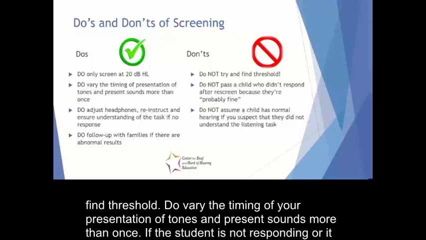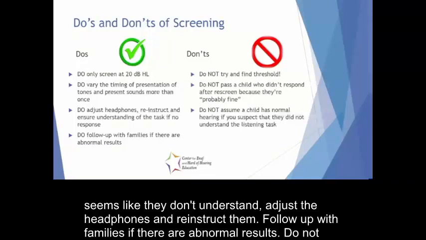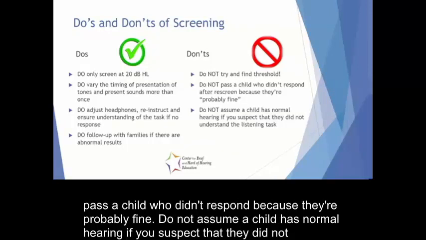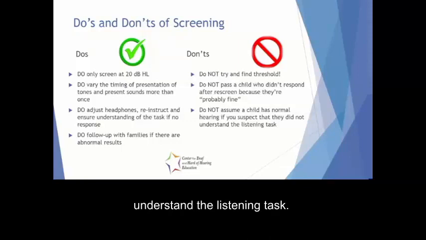Do vary the timing of presentation of tones and present sounds more than once. If the student is not responding or it seems like they don't understand, adjust the headphones and re-instruct them. Follow up with families if there are abnormal results. Do not pass a child who didn't respond because they're probably fine. Do not assume a child has normal hearing if you suspect that they did not understand the listening task.